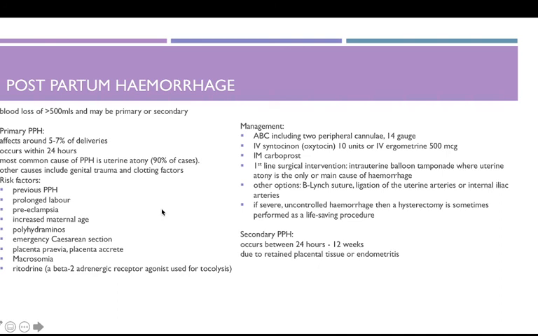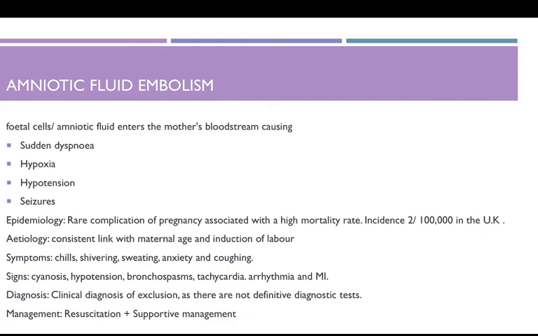The way it's managed is syntocin, so oxytocin, or ergometrin. If that doesn't work, first-line surgical intervention is an intrauterine balloon tamponade, but this can only be used where uterine atony is the only or main cause of hemorrhage. Other options are B-Lynch suture or ligation of the uterine arteries. If severe and uncontrolled, then the mother may require hysterectomy, and it's performed as a life-saving procedure.